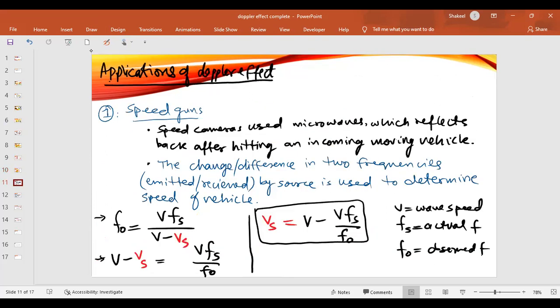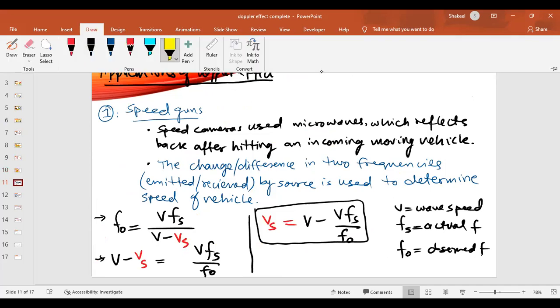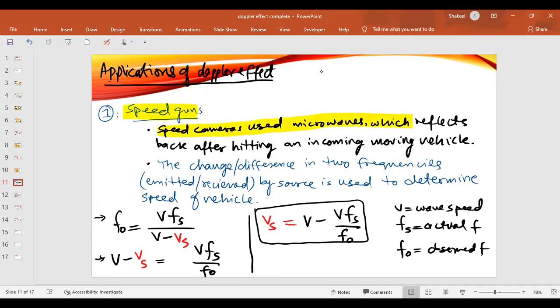Okay, what are the applications of the Doppler effect? The first one is the speed gun. Speed cameras use microwaves which reflect back after hitting an incoming moving vehicle. The difference in the two frequencies, emitted by the gun and received by the gun, is used to determine the speed of the vehicle. So if you want to measure the speed of an incoming vehicle, you will be using the Doppler effect.